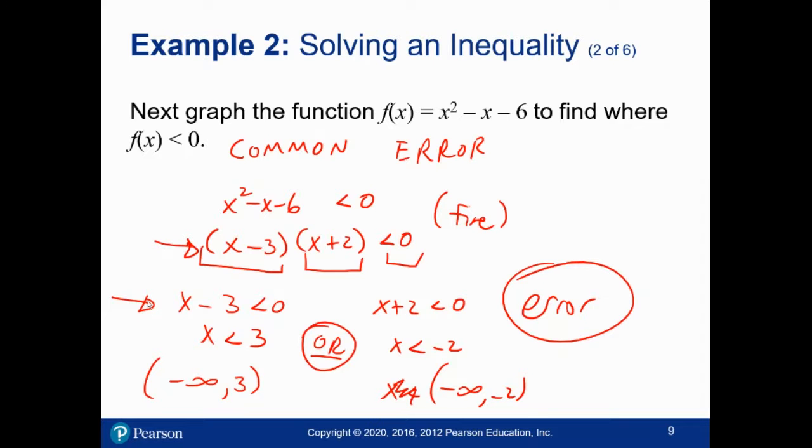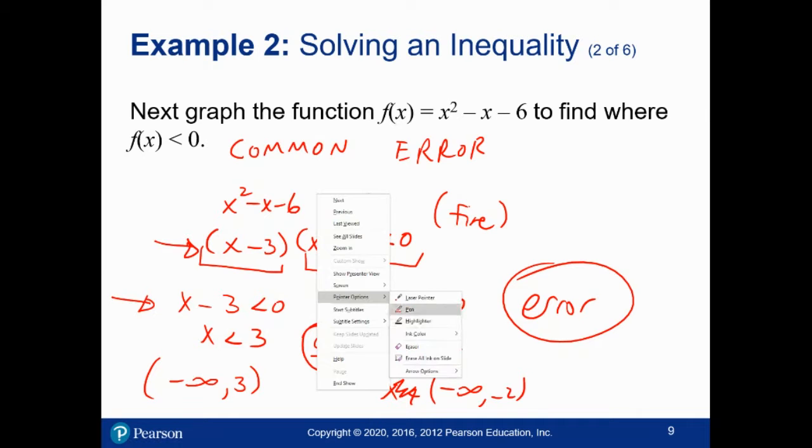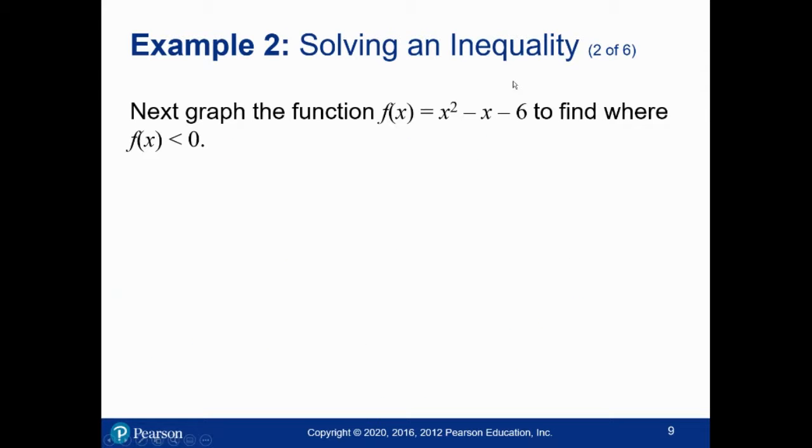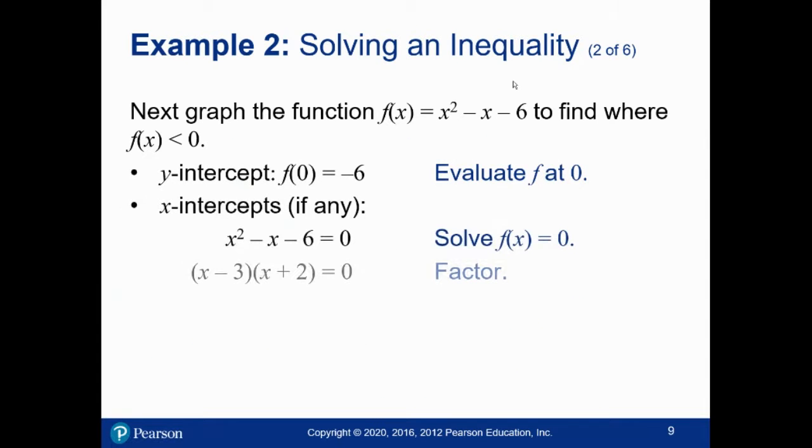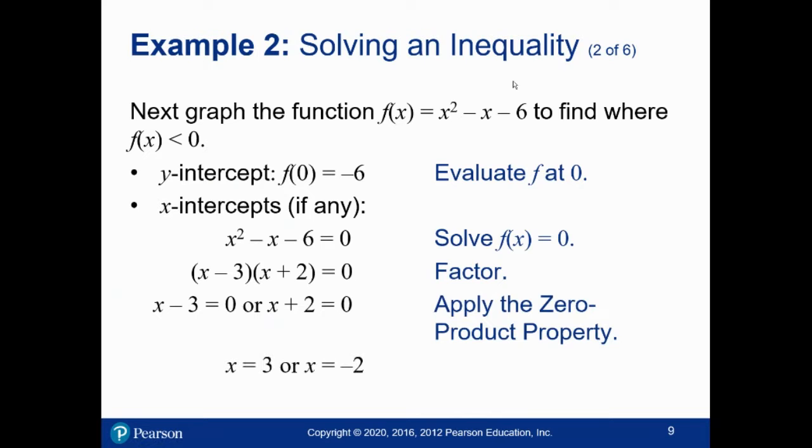We have a parabola. The correct way to do this, and I'll just go through the steps again to reinforce the correct way. Find the intercepts. The intercepts are at 3 and negative 2. I have a concave up parabola, and I have two intercepts, then I am negative in between them and I am positive away from them. That's the correct way to do this. Do not factor an inequality and then go to inequalities about the factors. That's an error students make.